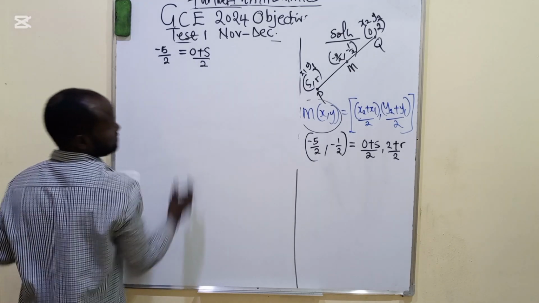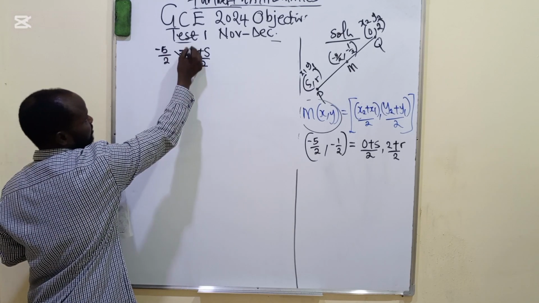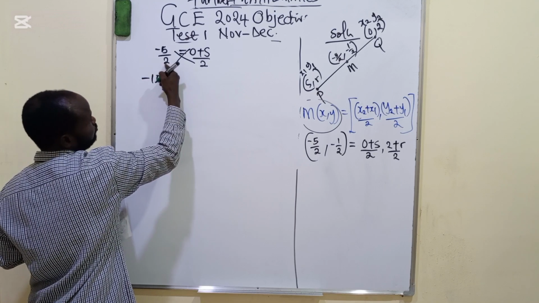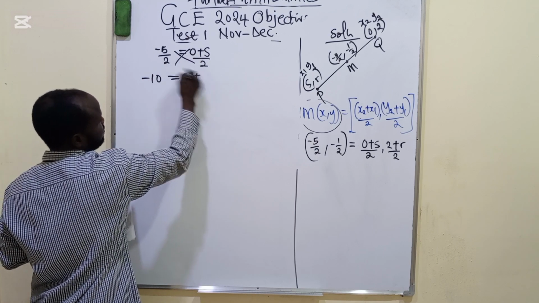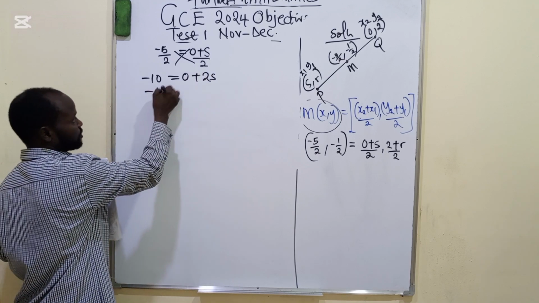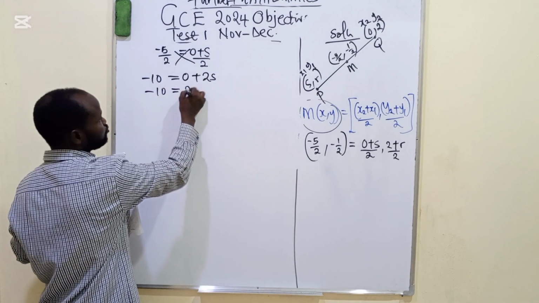Looking for s and r. At this point I can cross multiply. 2 times minus 5, that will be minus 10, will be equals to 2 times 0 is 0 plus 2 times s, that is 2s. This will be minus 10 will be equals to 2s.